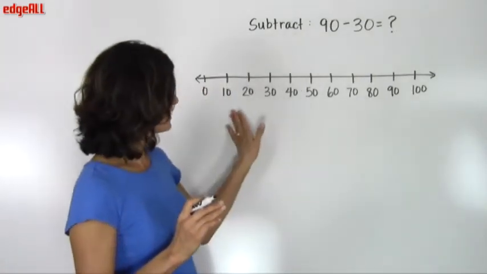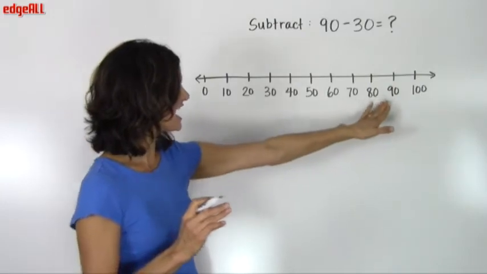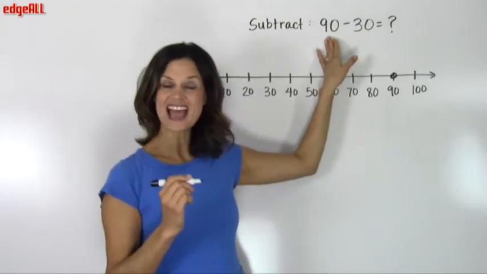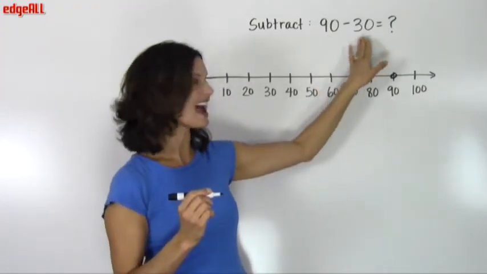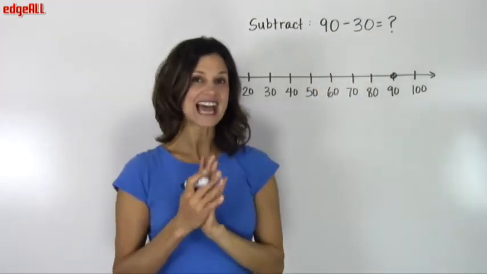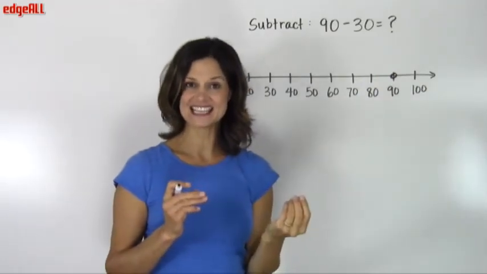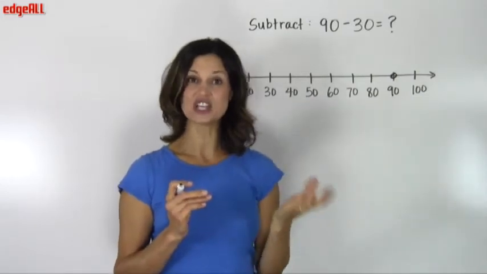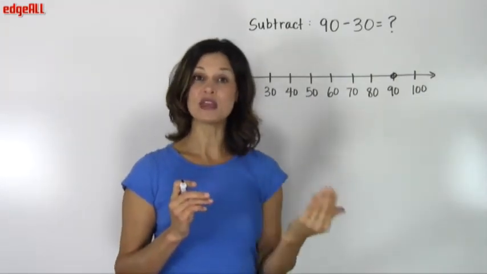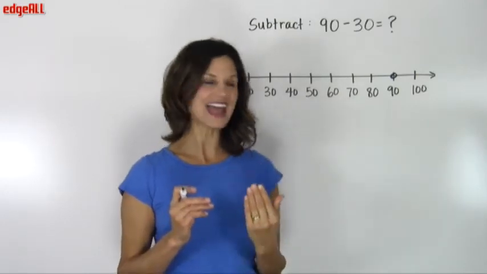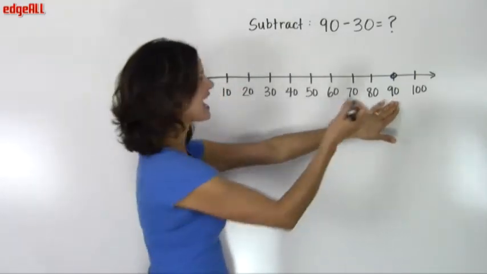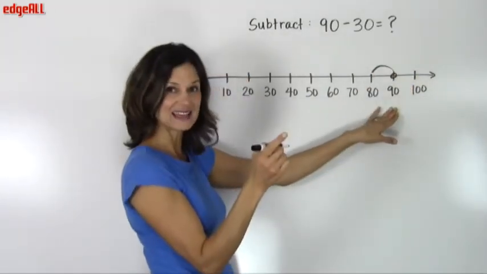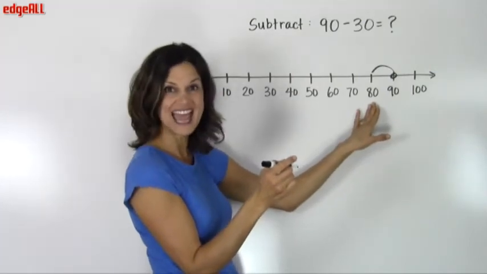And so what we'll do on this is we're going to start at our 90 and make a mark right here. And we know that from 90, we want to subtract 30. Now, since 90 is 9 tens and 30 is 3 tens, we can subtract 30 from 90 by moving 3 spaces down from 90. So at 90, I can go one space to the left, which is going to subtract 10, because each space represents 10.